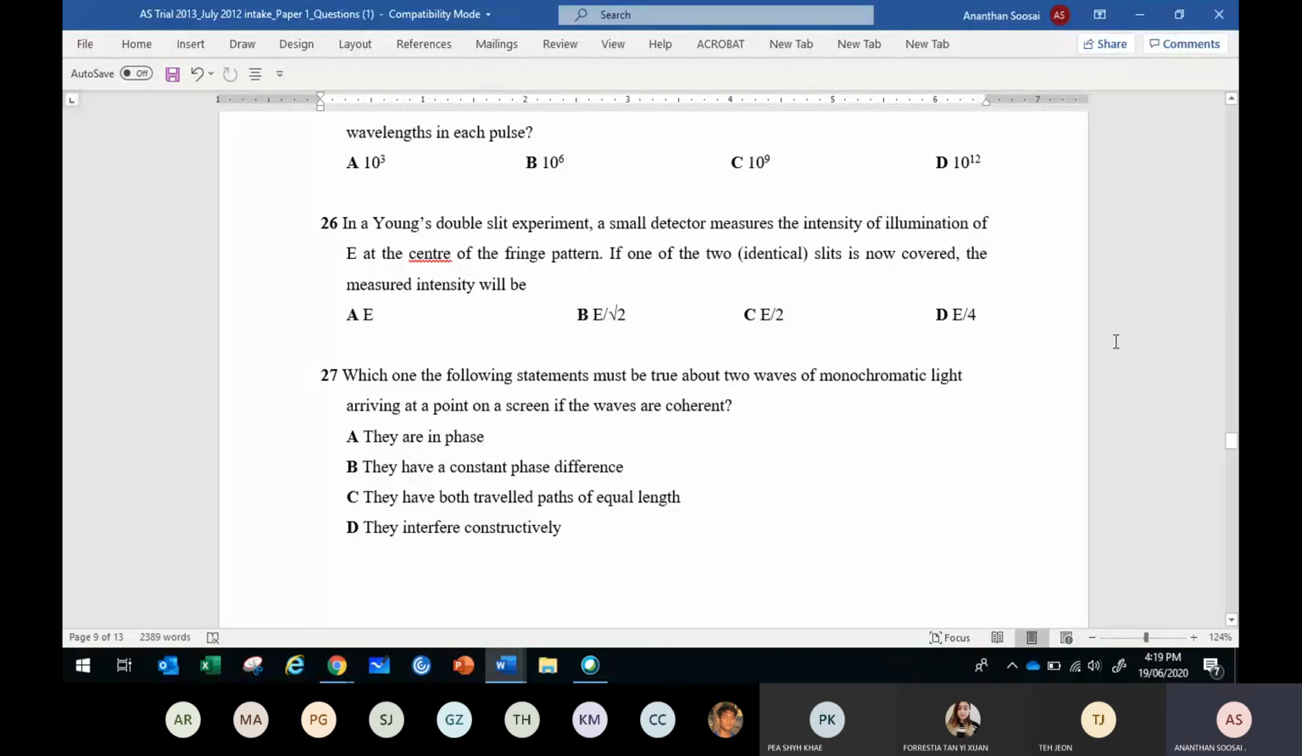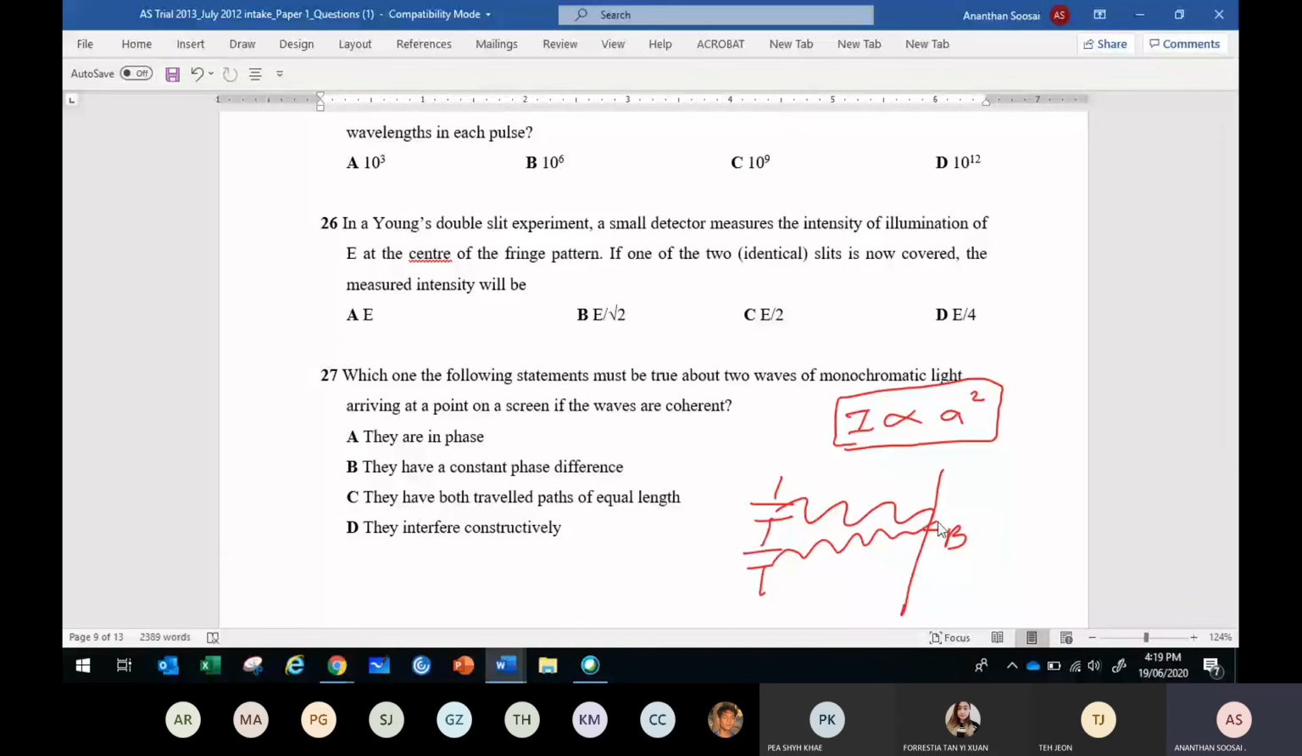Intensity is proportional to amplitude squared. I think this is the one you have to use here. You have a double slit. At the center, you get a bright spot, of course. So the two waves are traveling and produce the intensity here. They said it is E. Now they block the first one, so this wave won't reach there. Only one wave is going to reach there. What is the new intensity? How many E? That's the question.